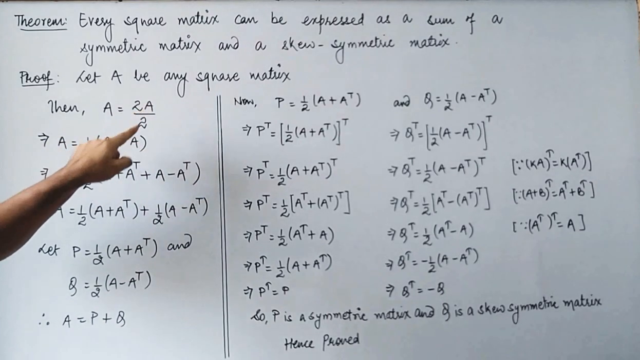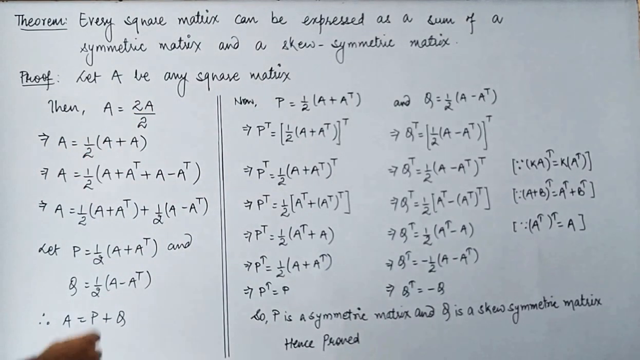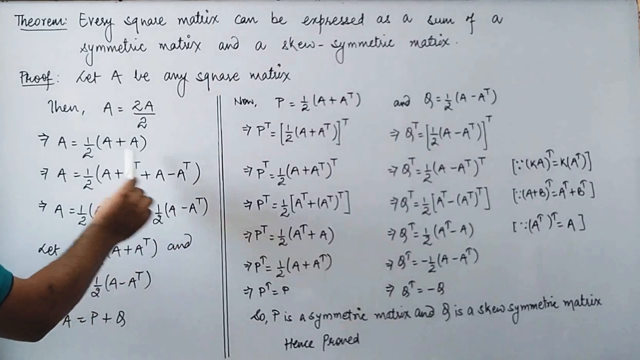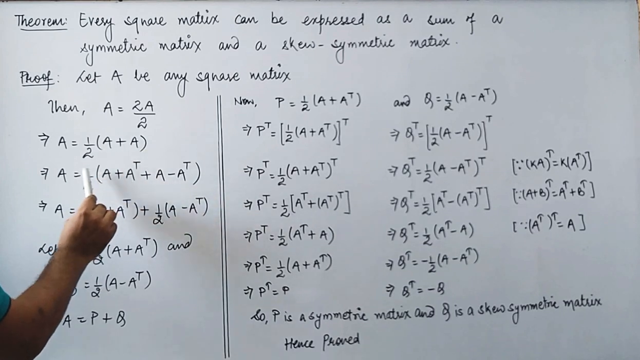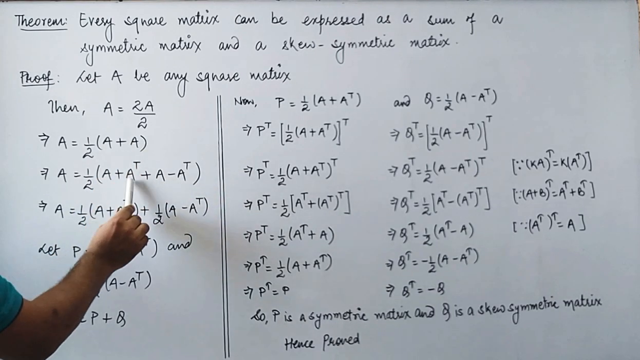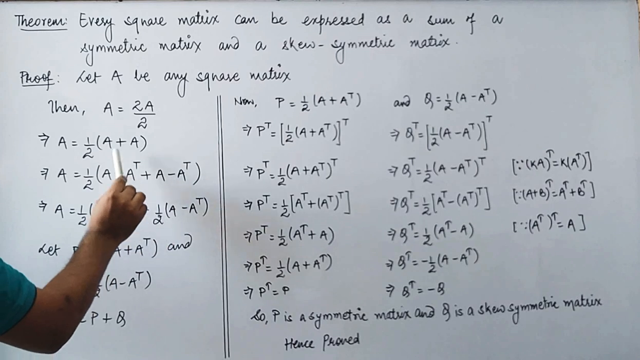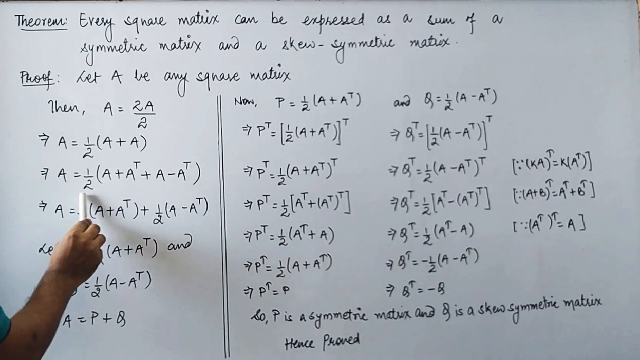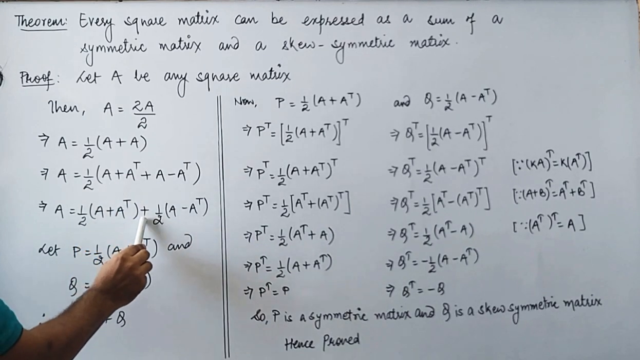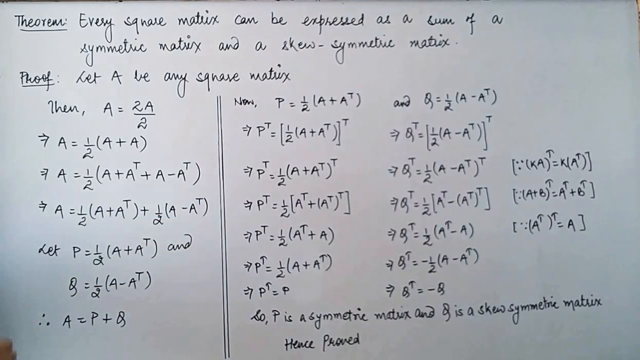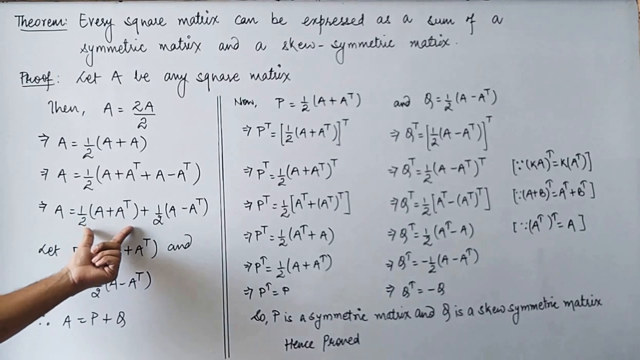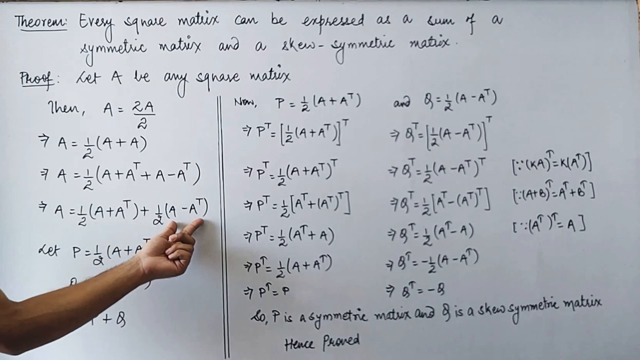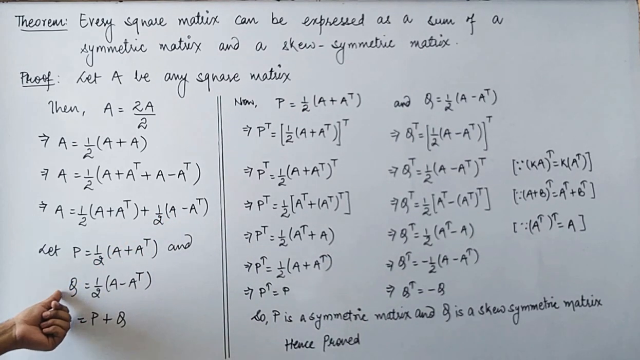This 2A can be written as A plus A. In the next step, we will add A transpose and subtract A transpose. So this half A plus A becomes half A plus A transpose plus ये वाला A minus A transpose. Now we will divide this in two parts, half A plus A transpose plus half A minus A transpose. Now we will assume that this first part, that is half A plus A transpose, is P, and the second part, that is half A minus A transpose, is Q.